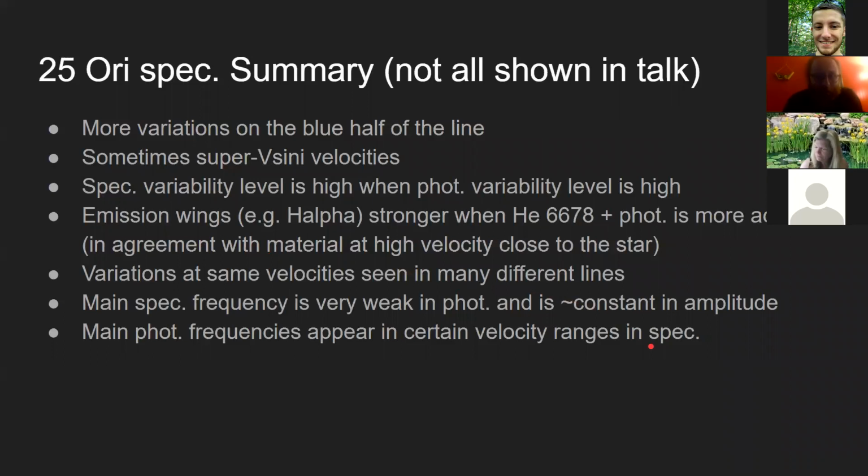So I didn't show all these points, but from 25 Ori and comparing spectra to TESS, we learned that a lot of variations happen in the blue half of the line, sometimes at velocities greater than v sin i. There's correlations between the strength of spectroscopic and photometric activity. Lots of indications that this activity is happening very close to the star, with material at very high velocities. And there are some differences between the spectroscopic frequencies and the photometric frequencies, but there are also some links between the two.